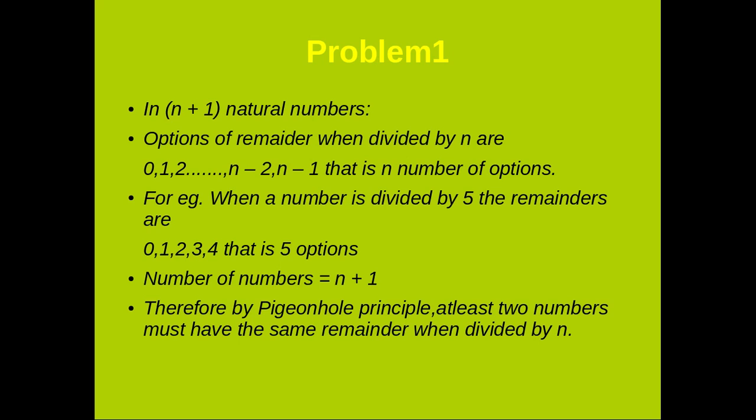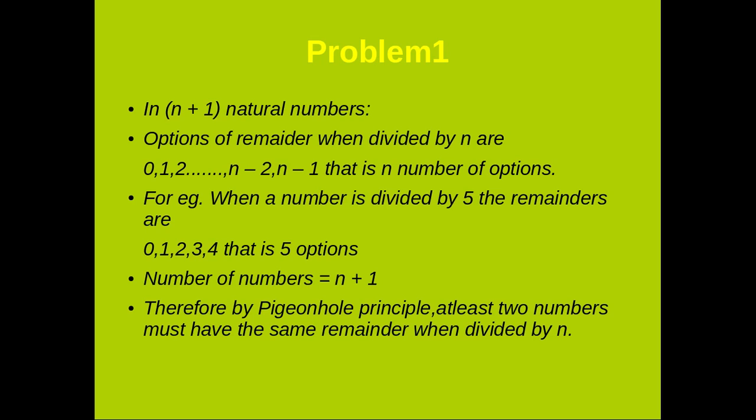Now, suppose there are n plus 1 natural numbers. If these numbers are divided by n, the possibilities of the remainders are 0, 1, 2 and so on till n minus 1. This gives us n options. Let's take an example. If any number is divided by 5, the possibilities of the remainders are 0, 1, 2, 3 and 4. This gives us 5 possibilities.